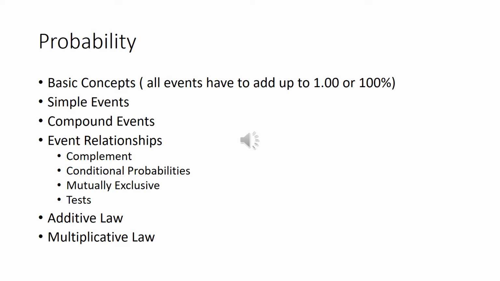Conditional probability, so I'm going to stick with the rain example. On cloudy days, 2/3 of the time it rains. So there's a condition. It has to be cloudy before it can rain.